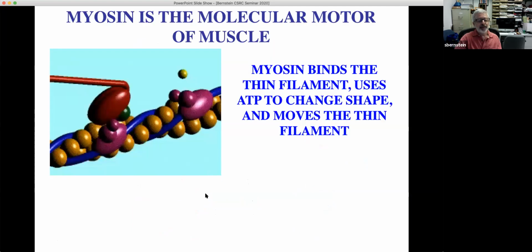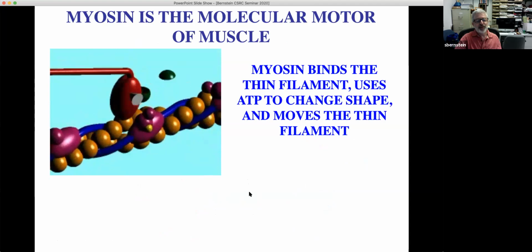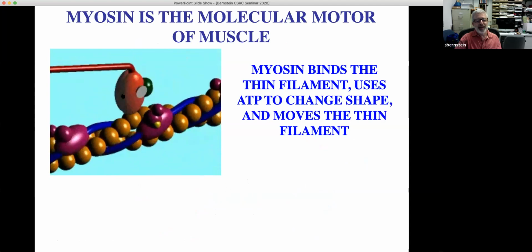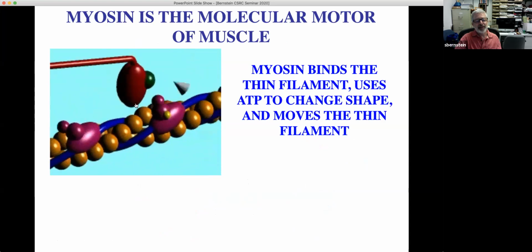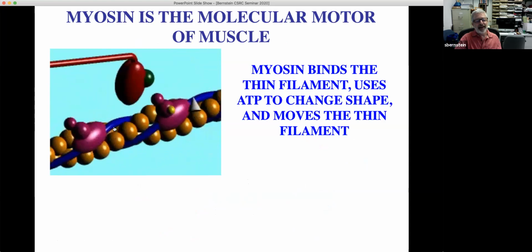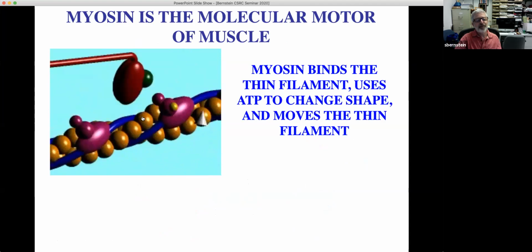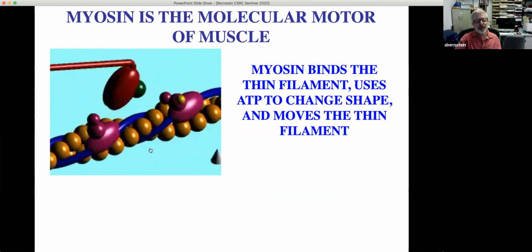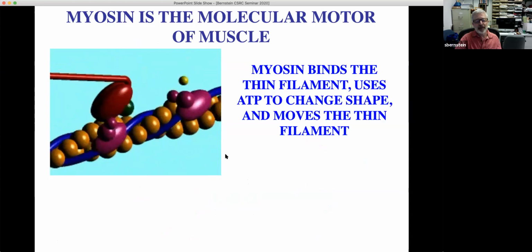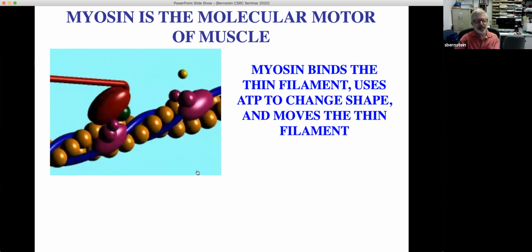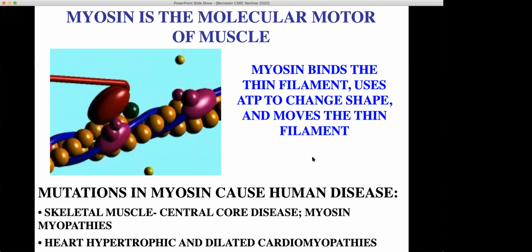Okay, so this is a little video that was put together many years ago by Jeff Sale and Roger Sabadini that shows you graphically the myosin head interacting with the orange thin filament. The ATP is coming on and getting hydrolyzed. There's another protein called tropomyosin that moves out of the way so the myosin can interact with the actin. Okay, so myosin binds the thin filament, uses ATP to change shape and move the thin filament. Kind of mesmerizing, I think.